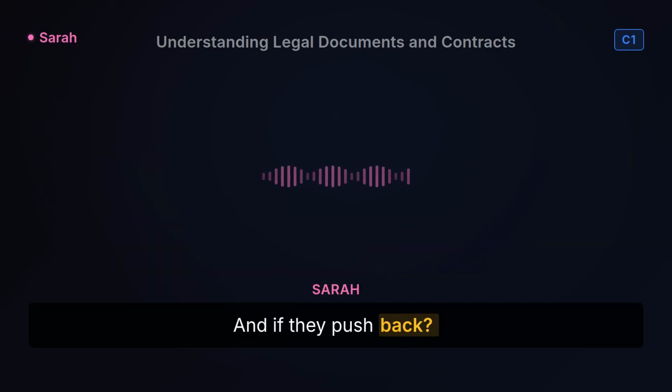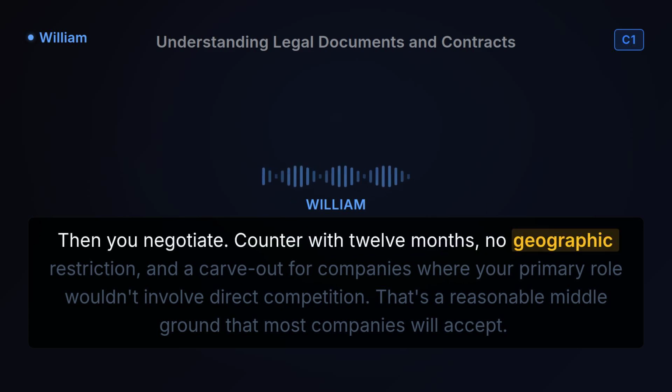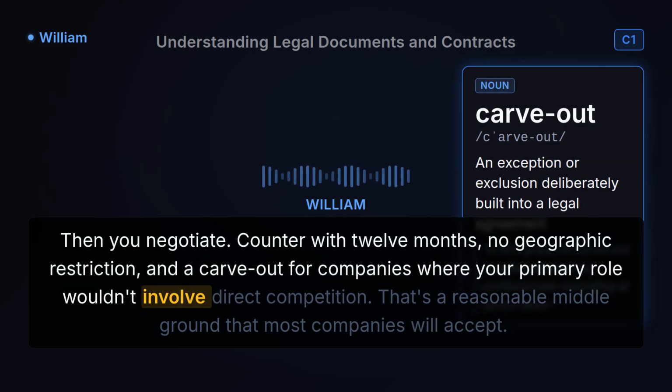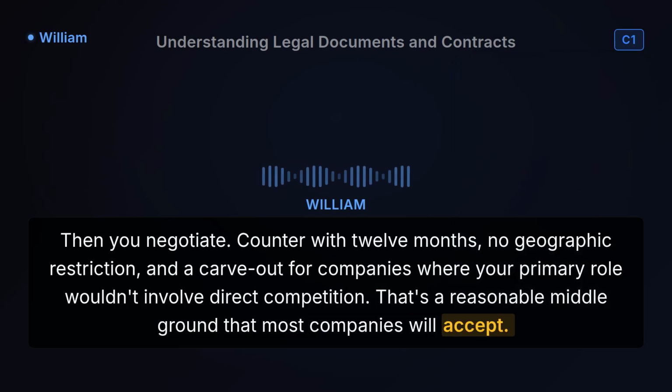And if they push back? Then you negotiate. Counter with 12 months, no geographic restriction, and a carve-out for companies where your primary role wouldn't involve direct competition. That's a reasonable middle ground that most companies will accept.